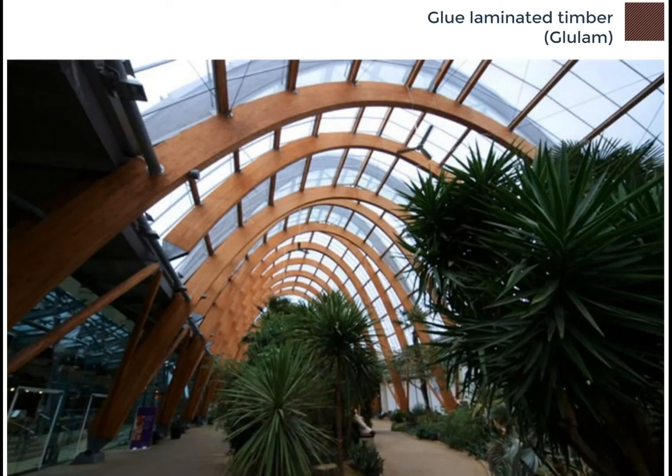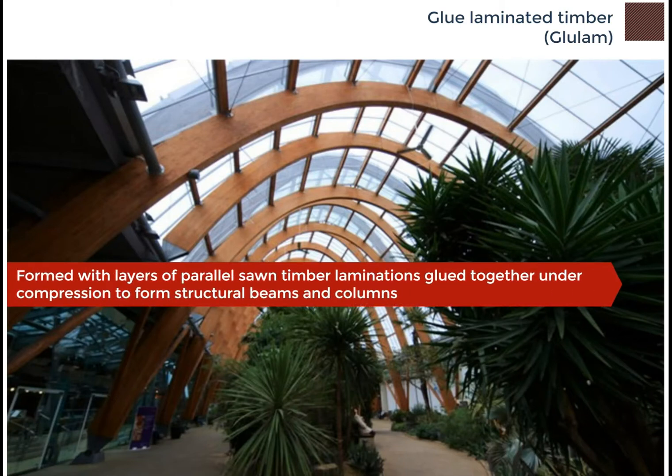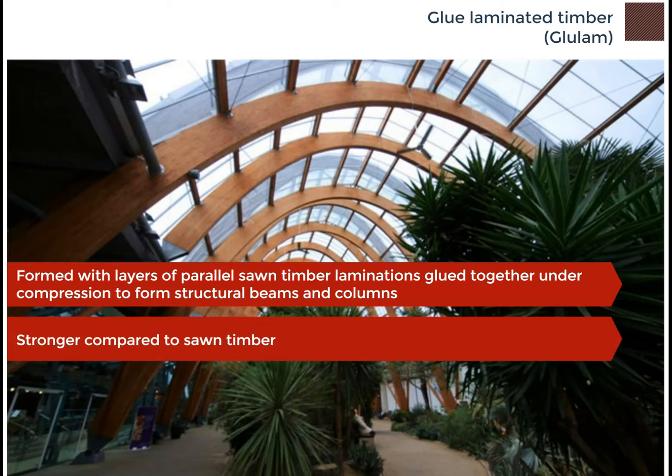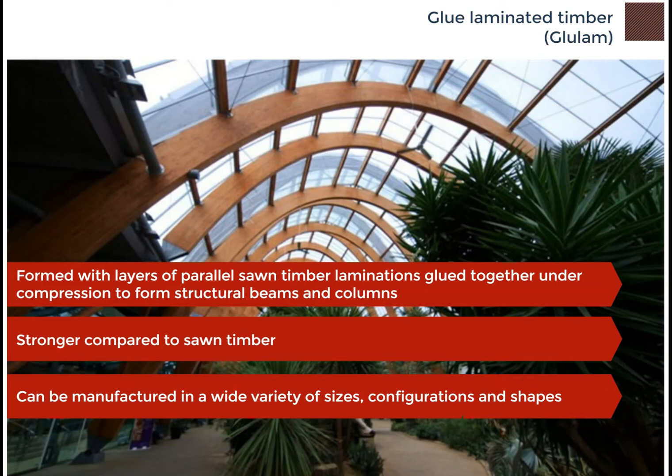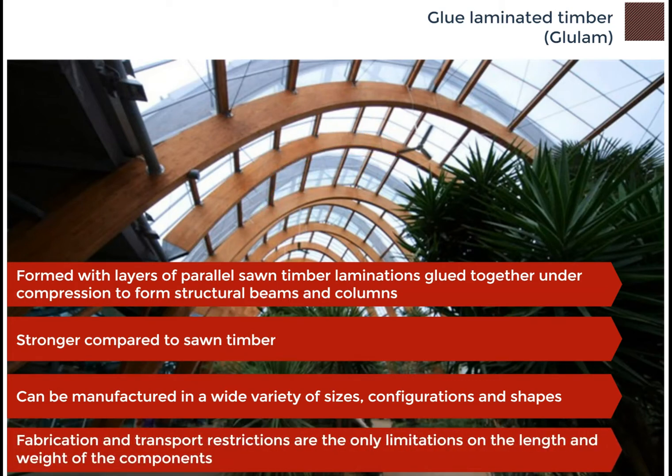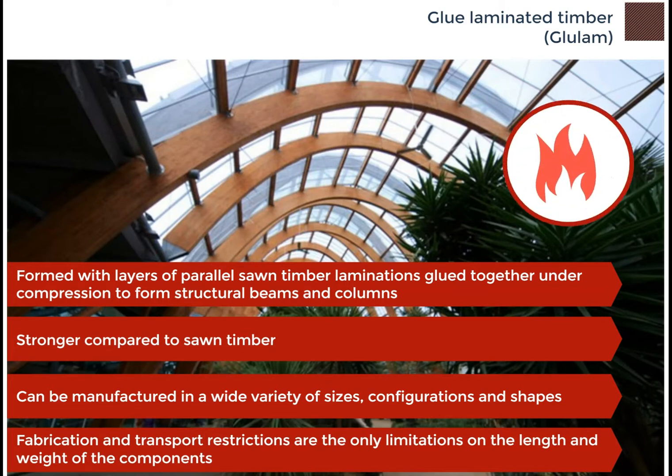Glulam timber. This is another manufactured product formed with layers of parallel sawn timber laminations glued together under compression to form structural beams and columns. The greatest advantages of glulam are its strength compared to sawn timber, and that it can be manufactured in a wide variety of sizes, configurations and shapes, for example, curved and tapered. Fabrication and transport restrictions are the only limitation on the length and weight of the components. Like CLT, glulam is described as a self-extinguishing material.